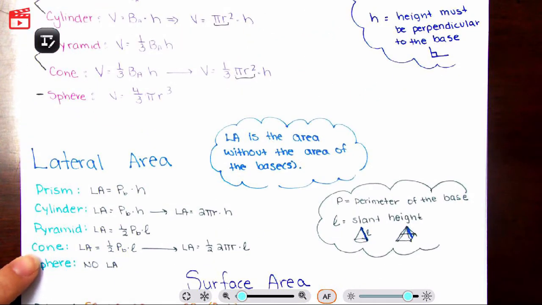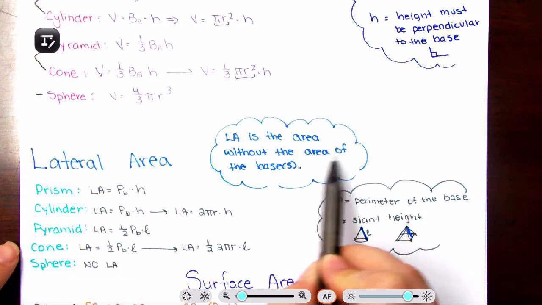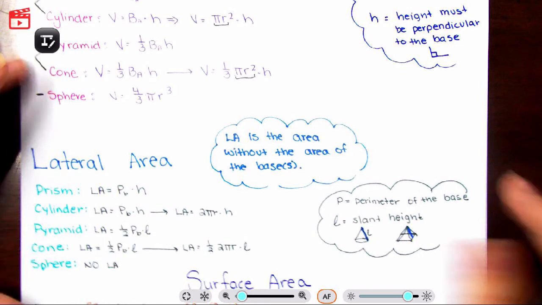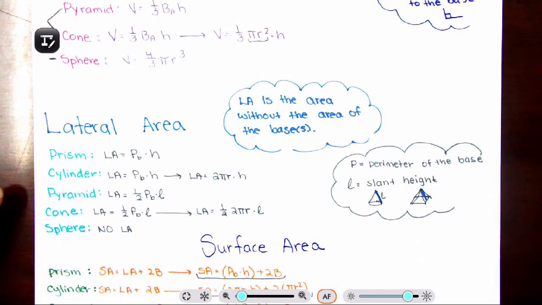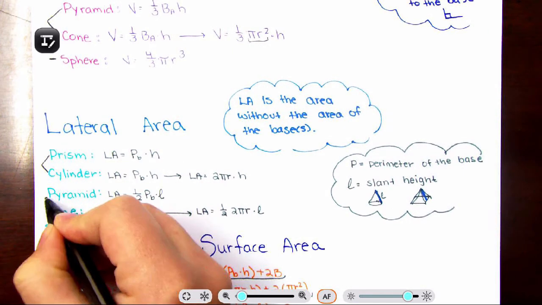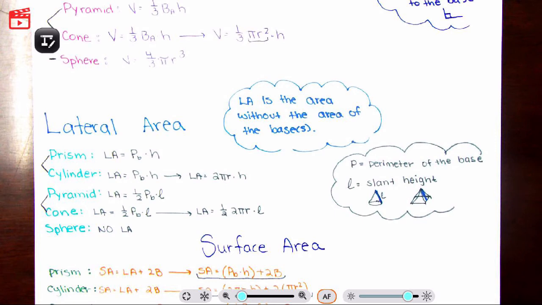After volume, we went through lateral area. Lateral area is the area without the area of the bases, so it's basically the area without the bases included. Here we have, again, technically two formulas. Prism and cylinder formulas are the same. Pyramid and cone formulas are the same. Because a sphere has no base, there is no lateral area. Sphere, you're thinking like a basketball, baseball. It does not have an actual base.